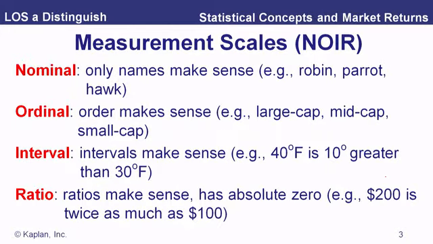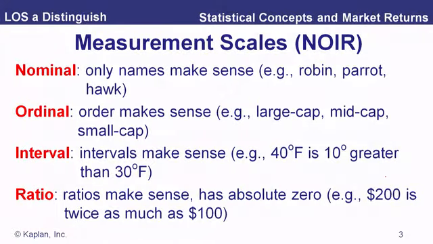Now we've got 4 measurement scales. We're supposed to be able to distinguish among them. And we've got NOIR there, noir, the French word for black, just as a way to help you remember nominal, ordinal, interval, and ratio. In a nominal scale, only the names make sense. So it doesn't tell us anything about the order, the intervals, or the ratio. And as an example, think of you had a bunch of birds, you had to separate them, categorize them as either a robin, a parrot, or a hawk. Well, I think most of us could do that, but that's the only thing we can say about it.